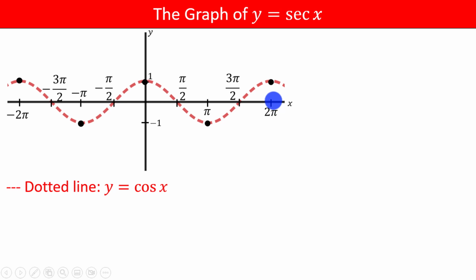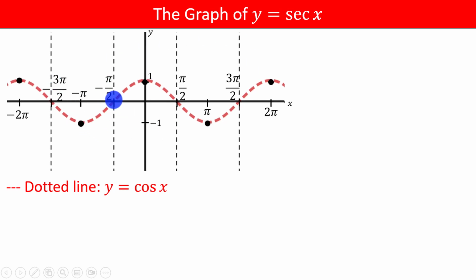Just like with cosecant, we will have vertical asymptotes at any time where our cosine is equal to 0, which is at negative 3 pi over 2, negative pi over 2, pi over 2, and 3 pi over 2. These are points that the graph will approach but never reach.